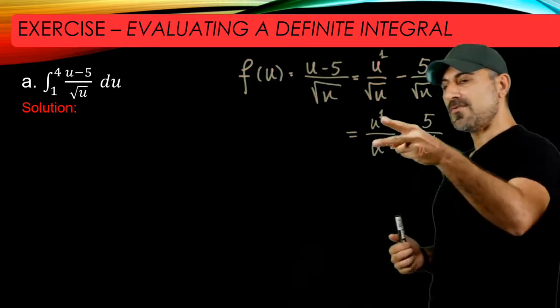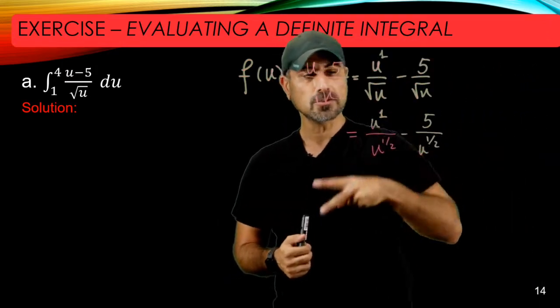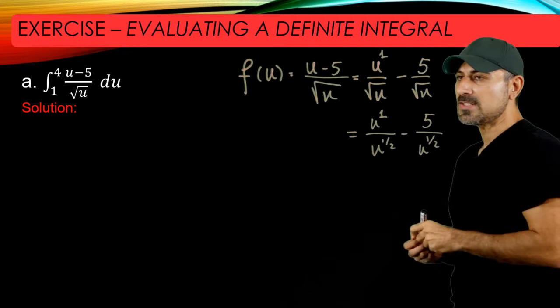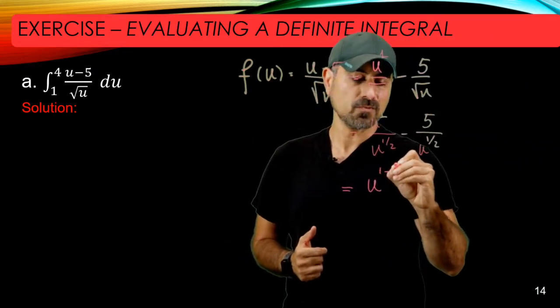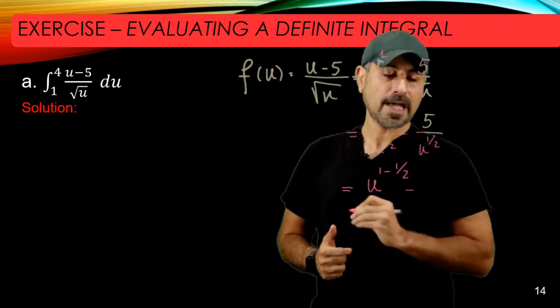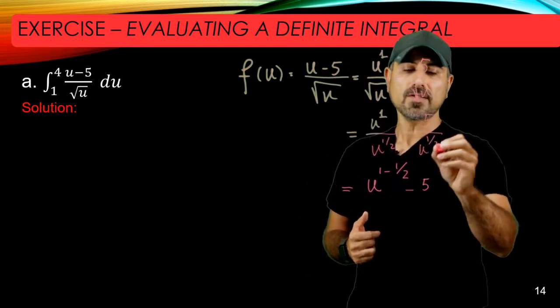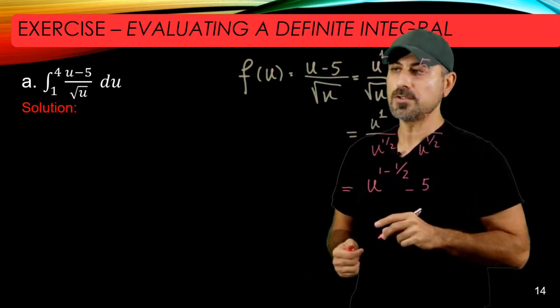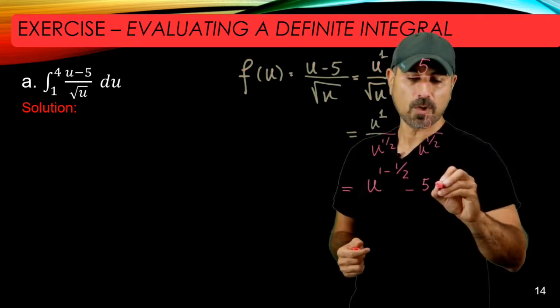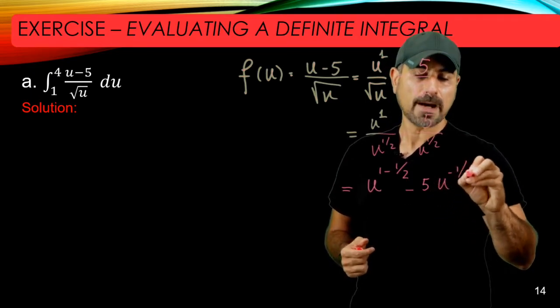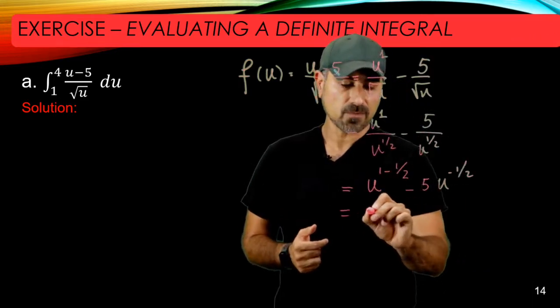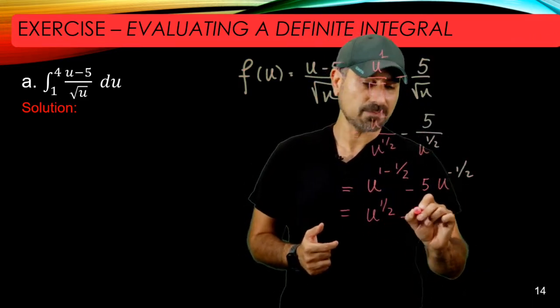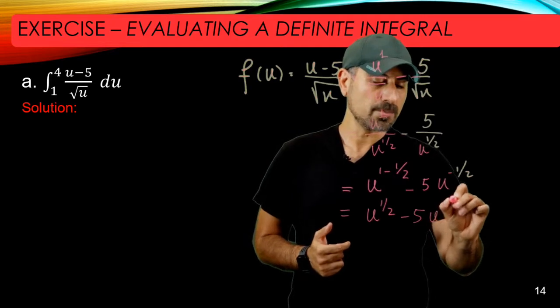So if you divide two exponential terms with the same base, you essentially subtract the power. So it's going to be 1 minus 1 half, and then this is the reciprocal of u to the power of 1 half, so it's u to the minus 1 half. So essentially what we have here is u to the 1 half minus 5 u to the minus 1 half.